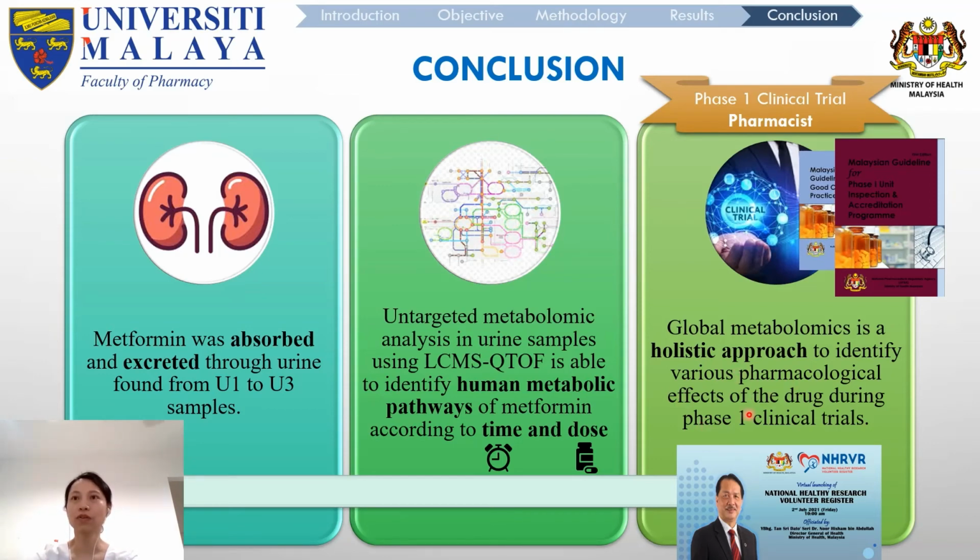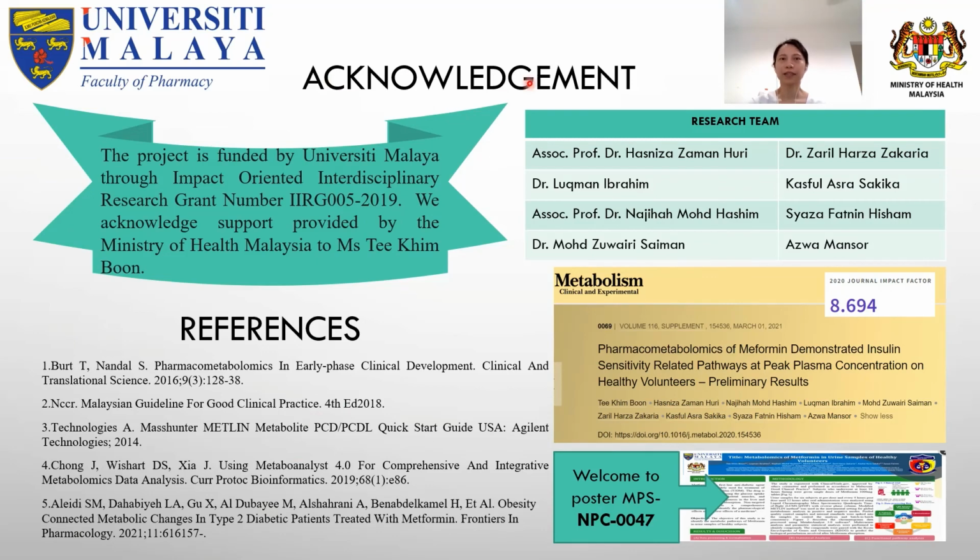As you all know, the Malaysian guidelines for phase 1 unit inspection were established in 2018. In fact, last week, our DG officially launched the National Research Volunteer Register, which mainly targets phase 1 trials. We expect an influx of phase 1 trials in the next few years. We wish that more pharmacists could step up to become phase 1 clinical trial pharmacists and be involved in dose escalation decisions.